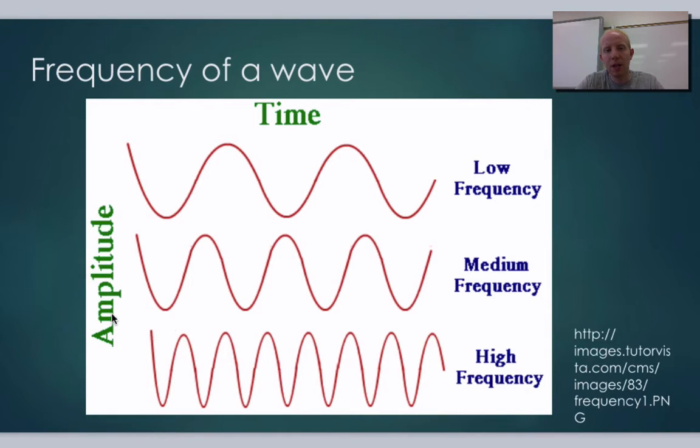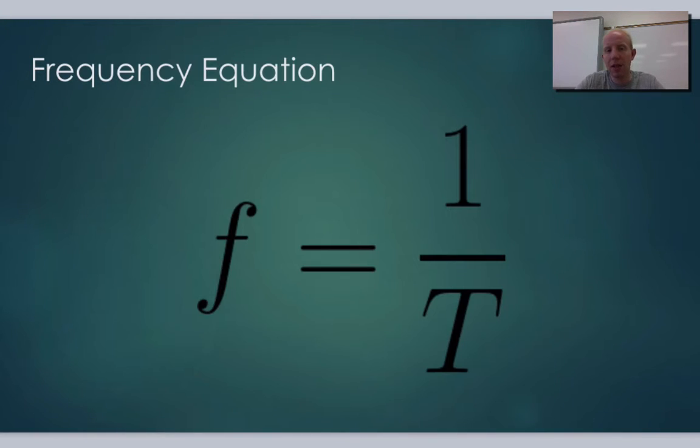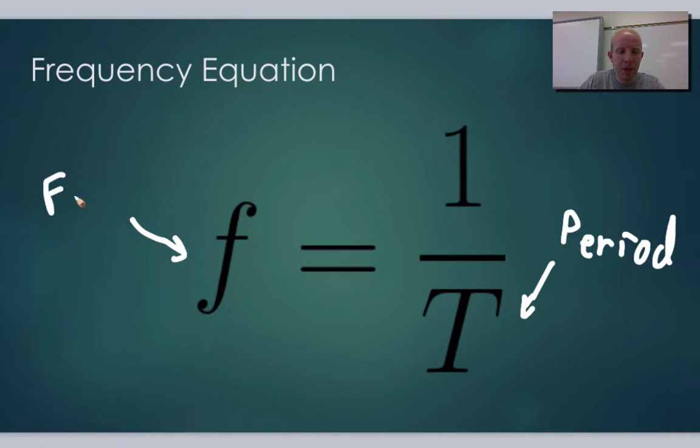Okay, so the frequency just describes how quickly it goes up and down, up and down. Another relation you're going to want to know for the homework that you'll see a lot is what we call the frequency equation. Okay, the frequency of a wave is related inversely to the period of that wave. So this represents period, and this represents frequency. Okay, so frequency is just another way of describing how fast it's oscillating. It's the inverse of how long a single cycle takes.